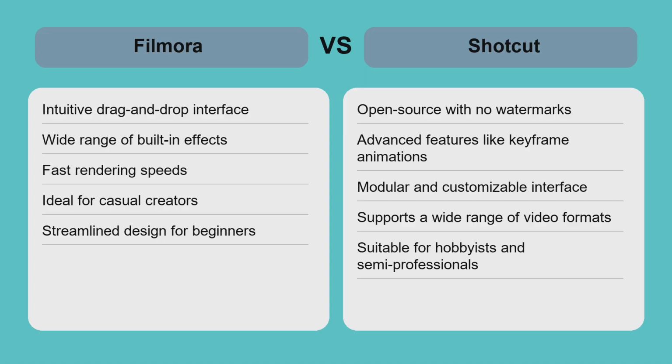Shotcut, on the other hand, offers full access to powerful tools without restrictions, ideal for detailed editing and experimentation. Its open source nature means constant updates and format support, but comes with a less intuitive interface that can slow down beginners. For example, a YouTuber wanting to produce polished videos fast may prefer Filmora, while a hobbyist aiming for precise edits and no watermarks would lean toward Shotcut. Both are capable free editors, but your choice depends on whether you value simplicity or depth in your workflow.